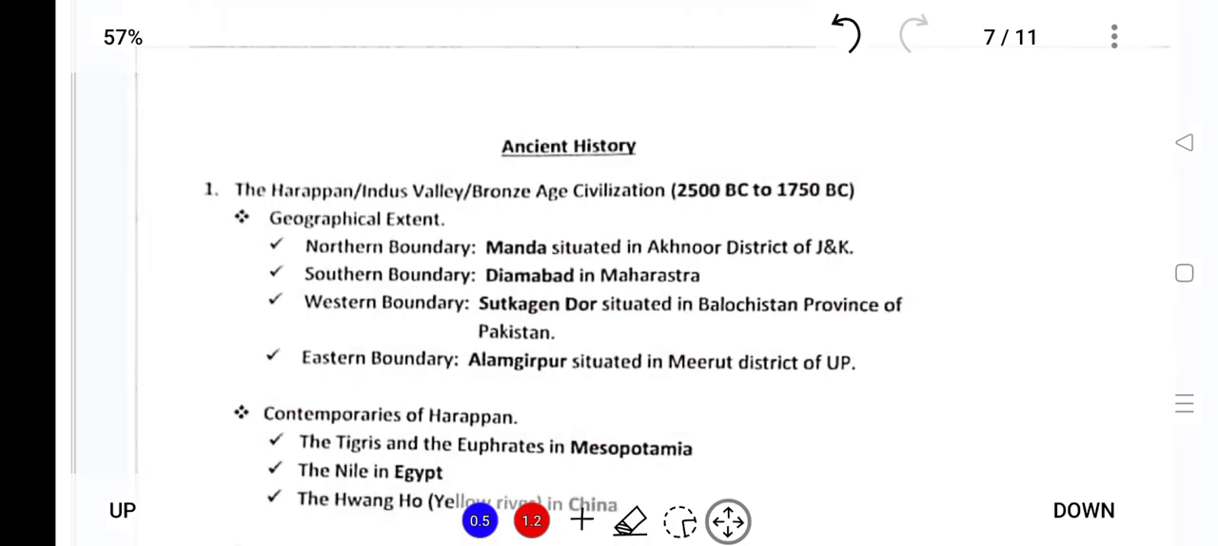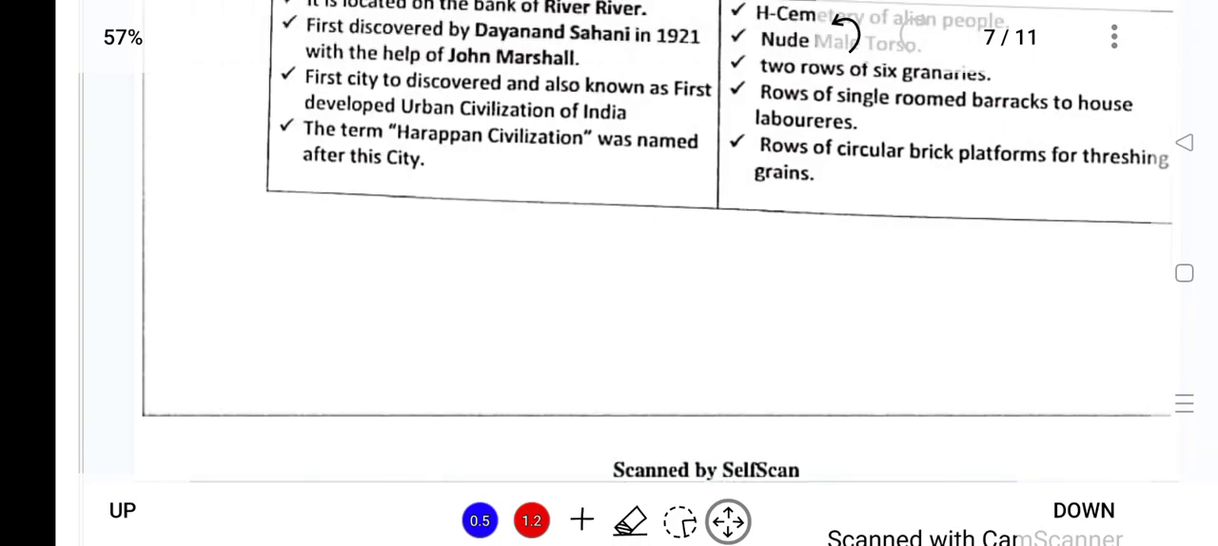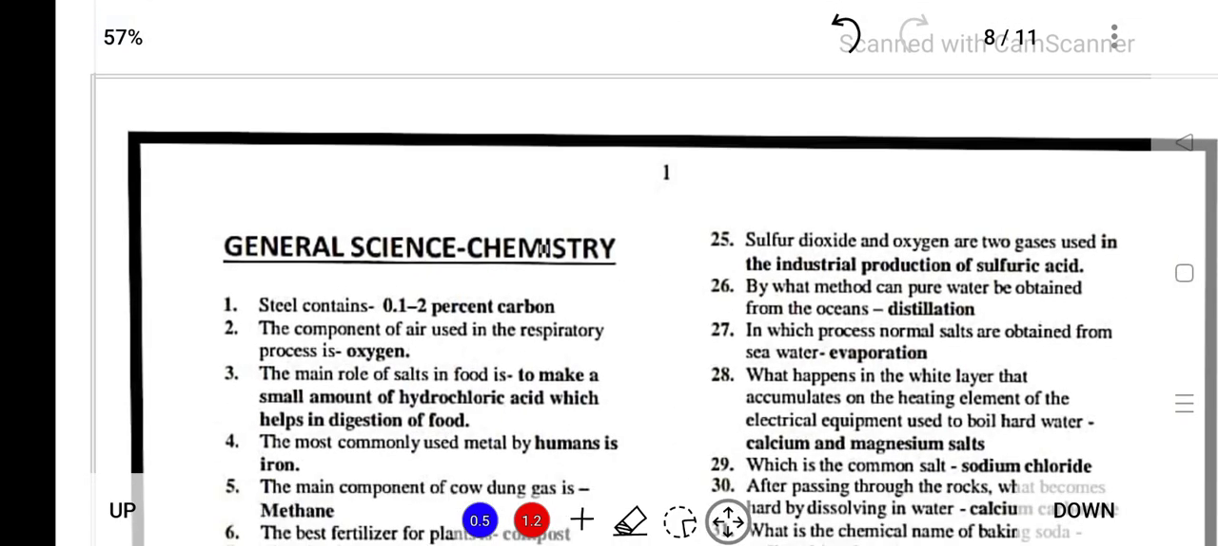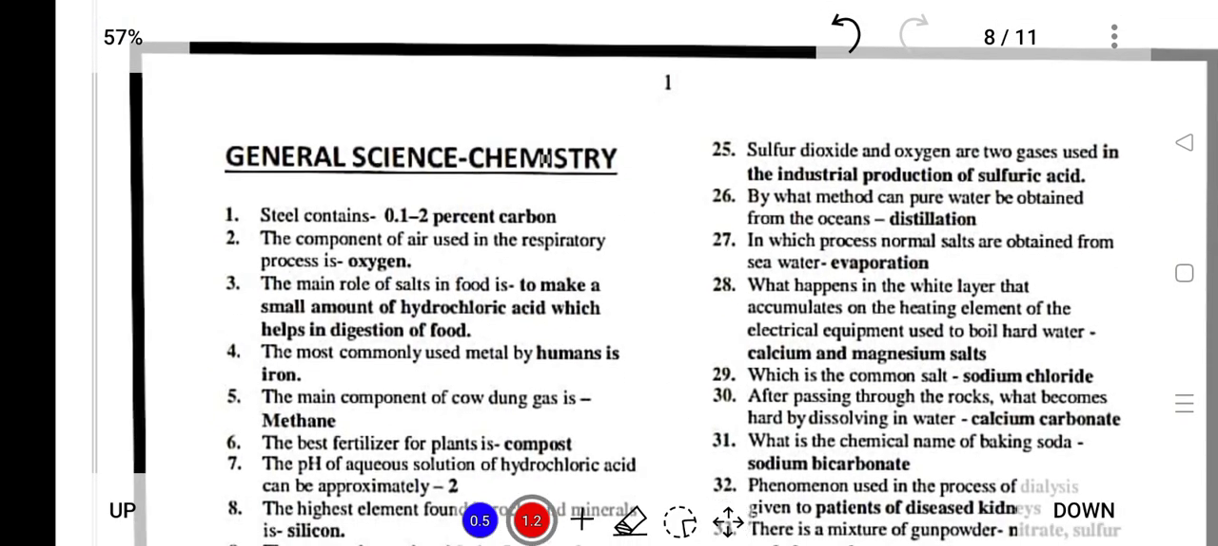Regarding the history portion, it will consist of ancient, modern, and medieval. It will be provided pointer-wise, prepared by the various tutors who have qualified the NBSE exam. Next is general science. The general science material will be provided pointer-wise, which will be very beneficial for your preparation.